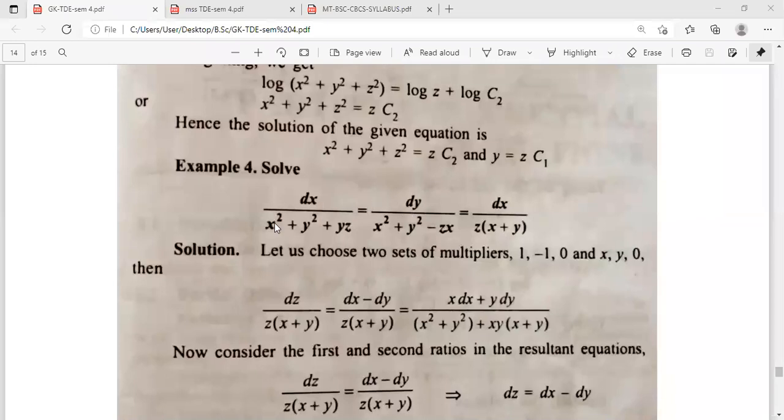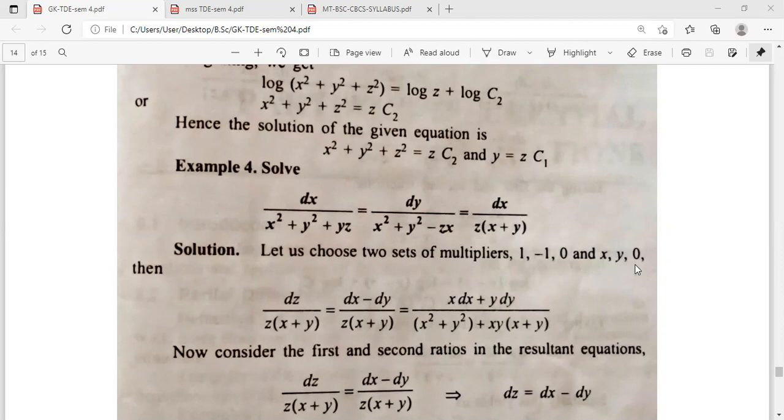Similarly, we are multiplying the numerator by 1, and the denominator also by 1. And the denominator dy by minus 1, here also you have to multiply with minus 1. Okay, after simplification you are getting dx minus dy by z into (x plus y). Now each fraction is equal to this; if you take 1, minus 1, 0 as a set of multipliers, we get this compound fraction. Now another set is x, y, 0 that you are taking here.